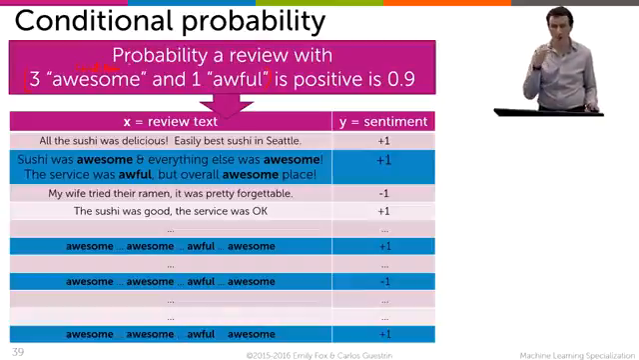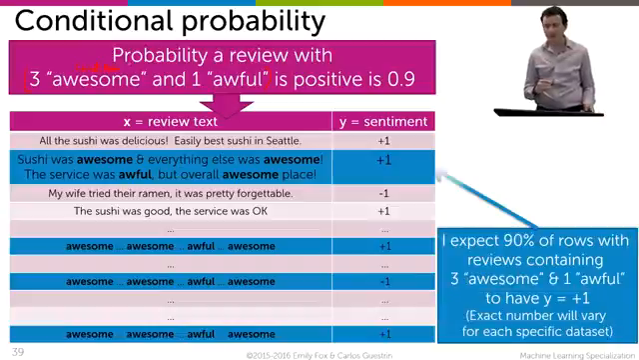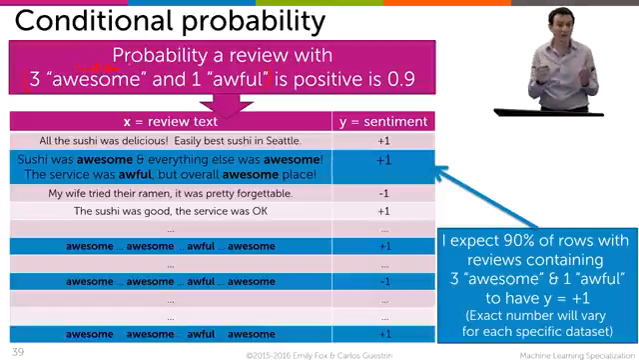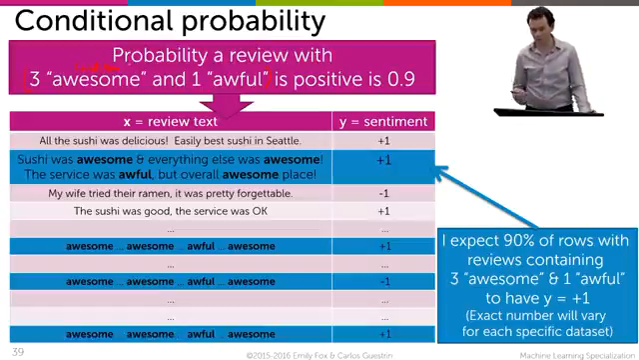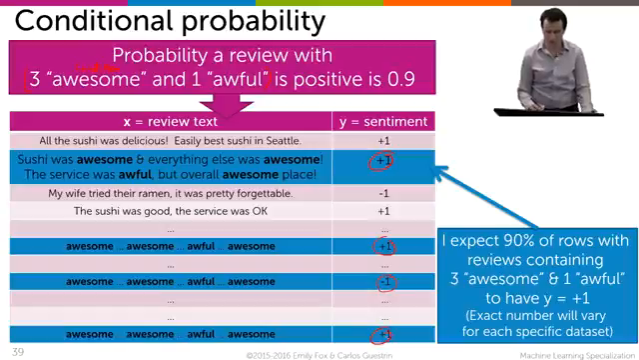So out of the rows that have 3 awesomes and 1 awful, I expect on average that 90% of those are going to be positive reviews. And that makes sense. If you have 3 awesomes and 1 awful, very likely to be a positive review. So this is how we interpret it. I expect 90% of the rows are going to have a +1 in them. See, there's one here that has a -1, but in general, we have a lot of +1s.